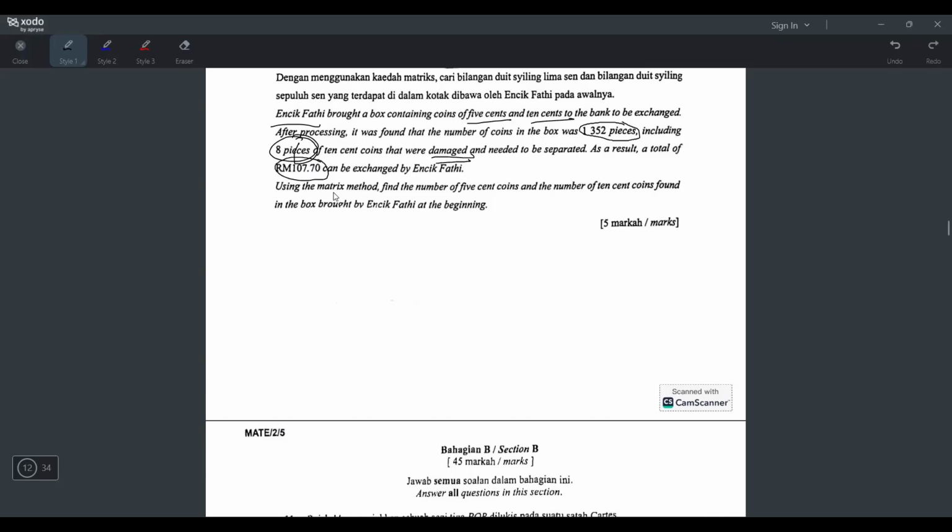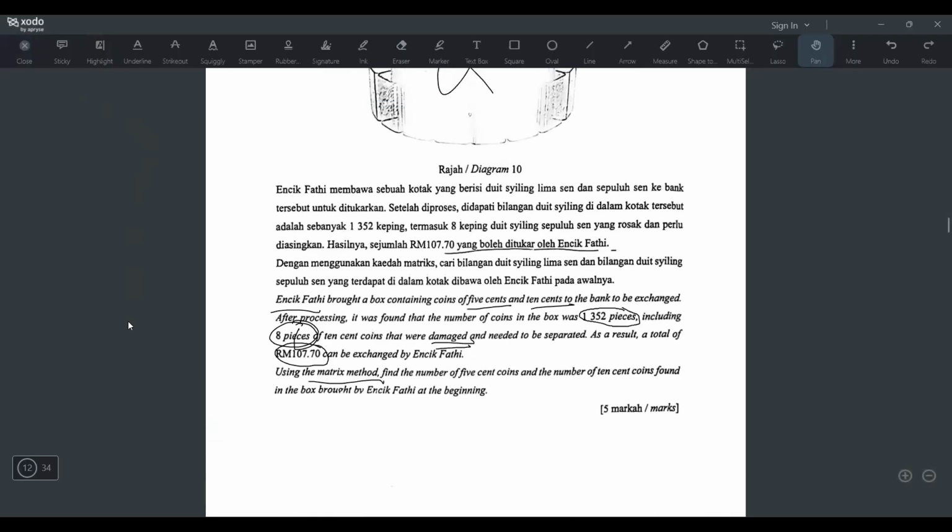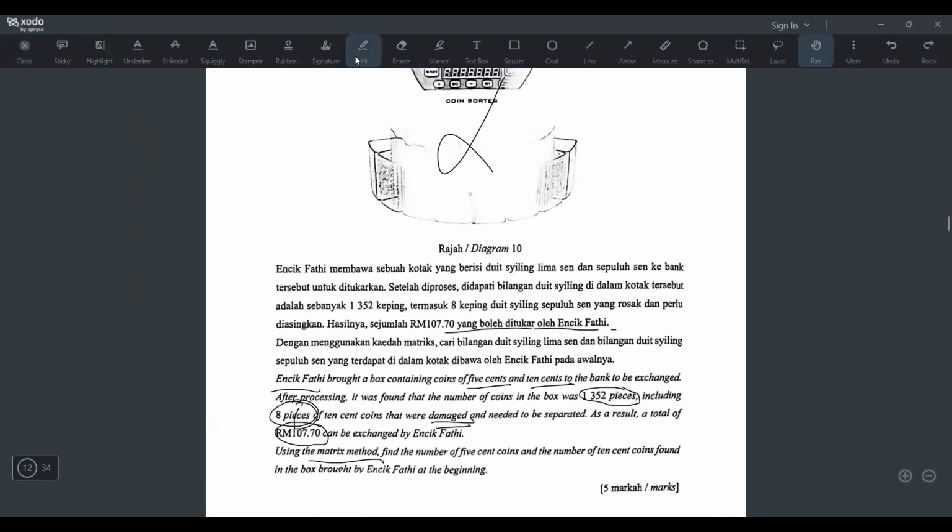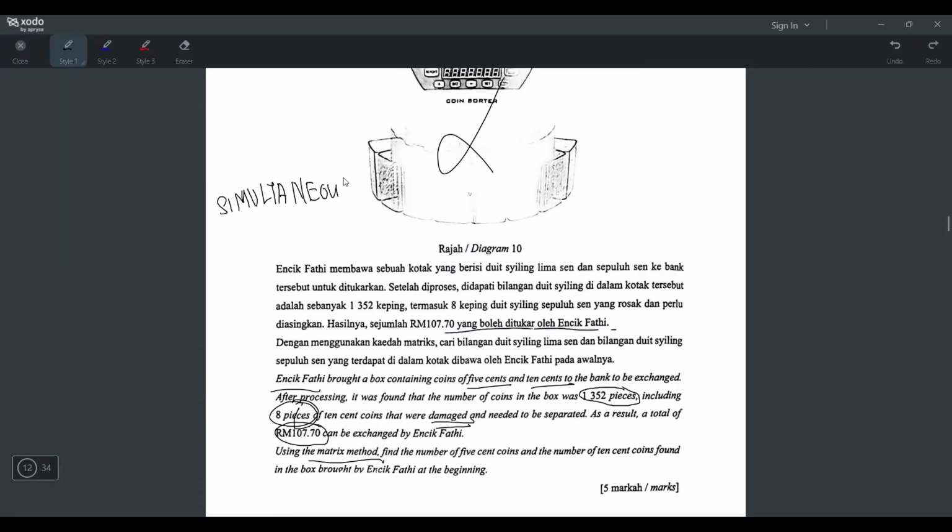Okay. And then they say using the matrix method. When you see this phrase, using matrix method, it means it's a simultaneous equation question. So this is a simultaneous equation question. How do I know it's simultaneous? Because when you see using matrix method, that means you have to do simultaneous equations, but you have to use the matrix method.